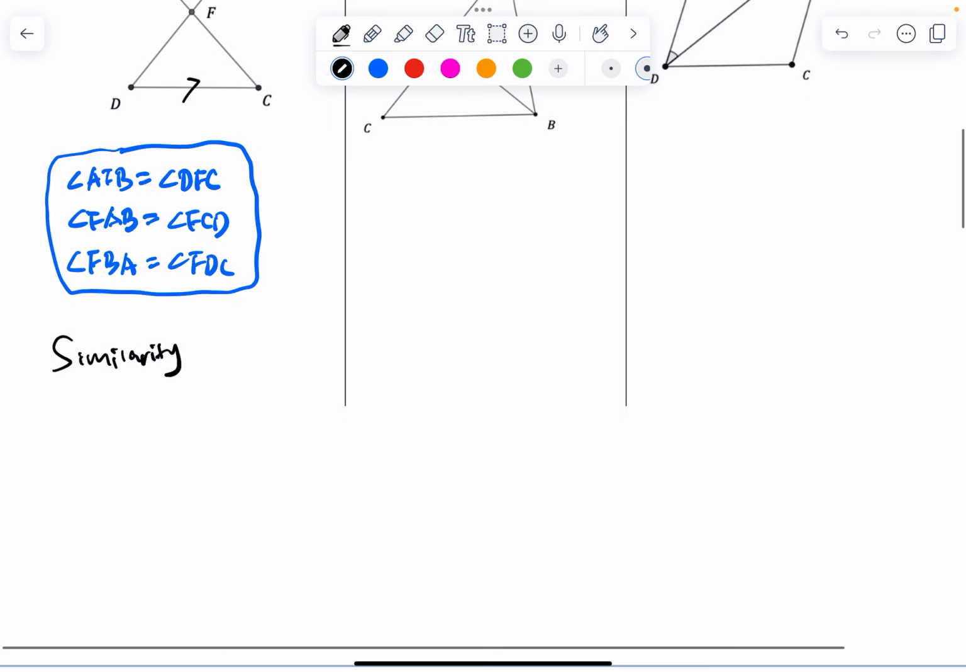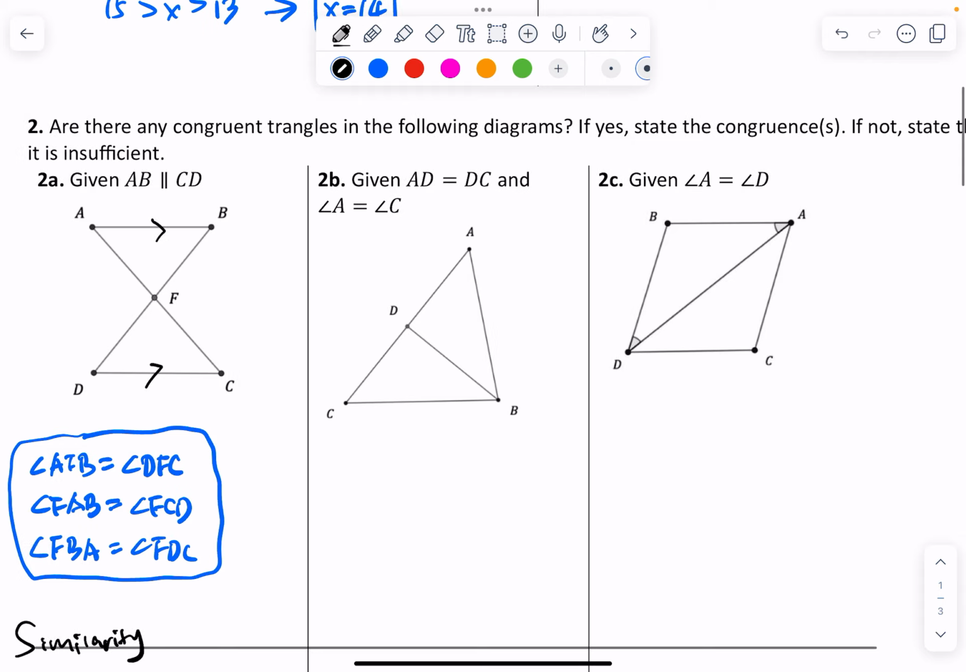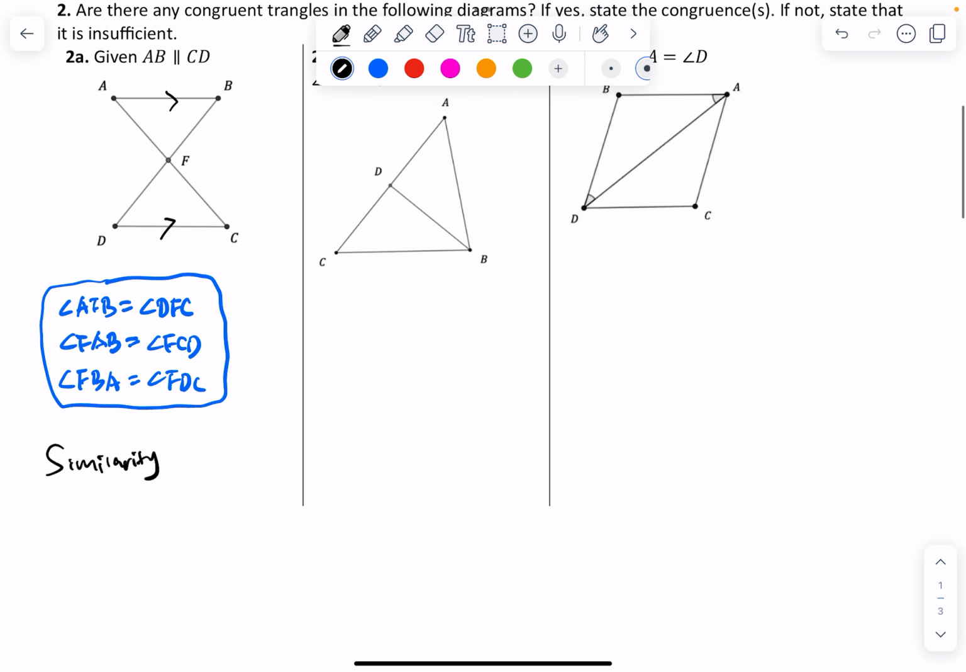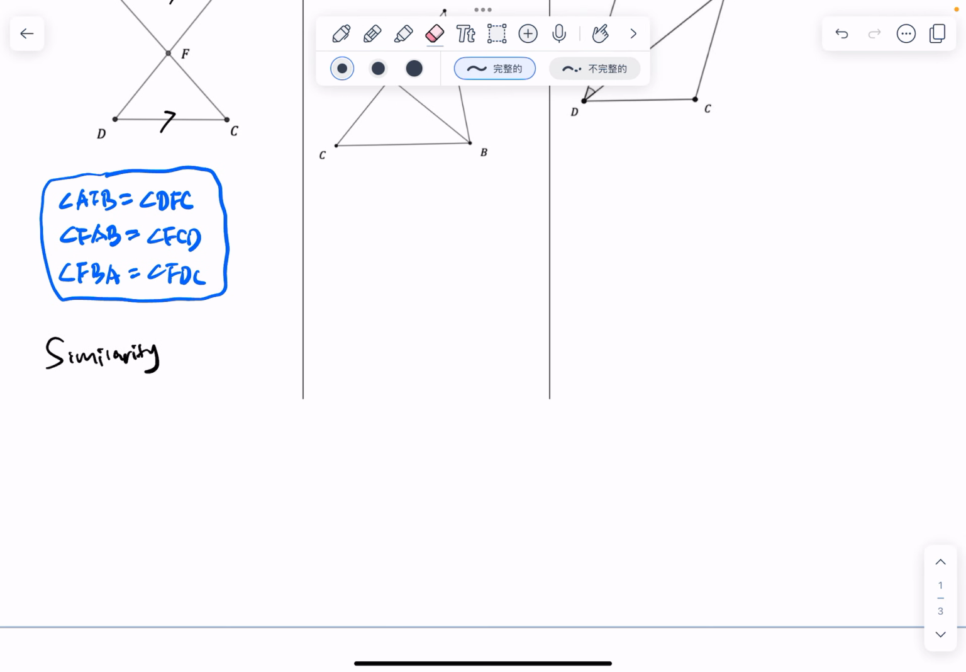But the conditions are insufficient to prove that it is congruent. So our answer would be insufficient. Okay.